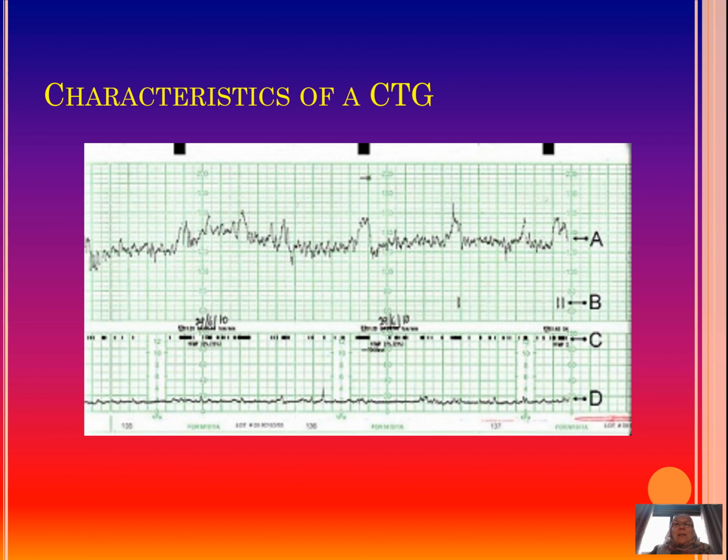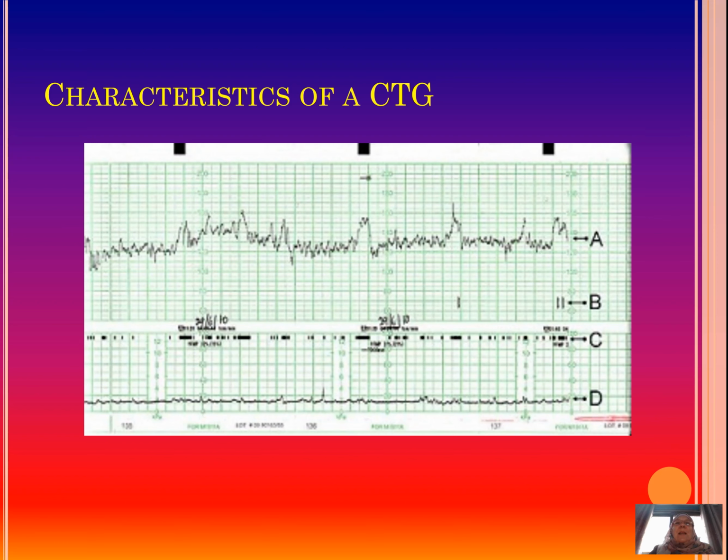C, you can see these little squares on the CTG. They represent fetal movements. Fetal movements that the CTG machine notices and marks on the CTG. Not all CTG machines do this, marking fetal movements, but a number of them do.